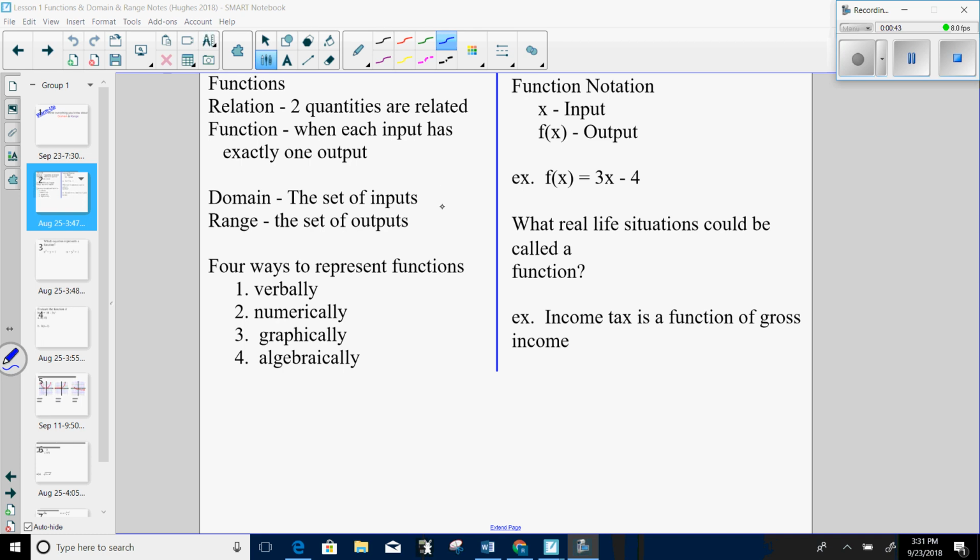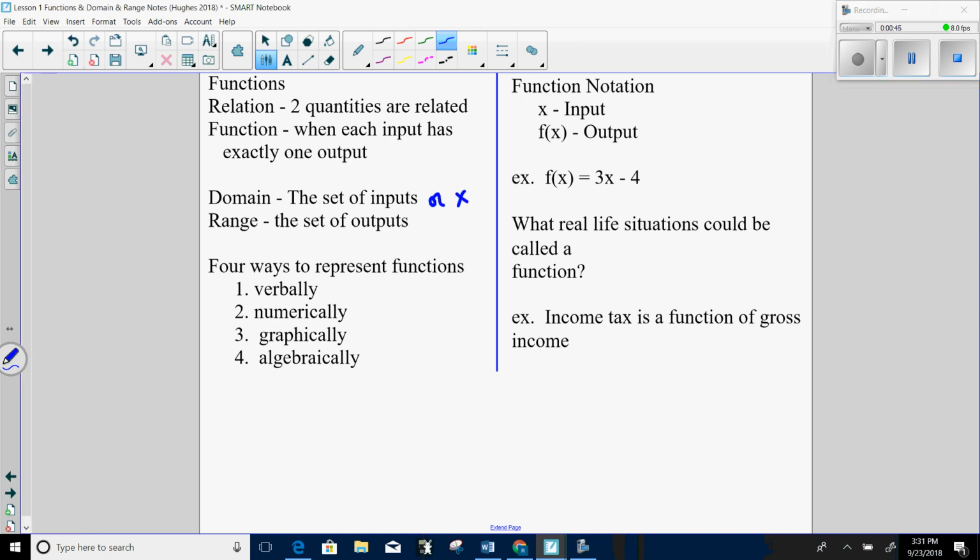Domain is the set of inputs or the x values. The range is the set of outputs or the y values. There's multiple ways to talk about what a function is. You can do it verbally, numerically, graphically, algebraically. We're going to focus mainly on these two right here. Graphically would be looking at a graph. Algebraically would be looking at an equation.